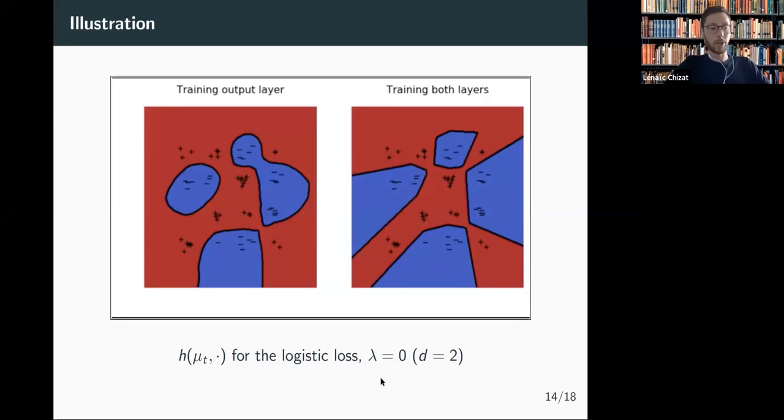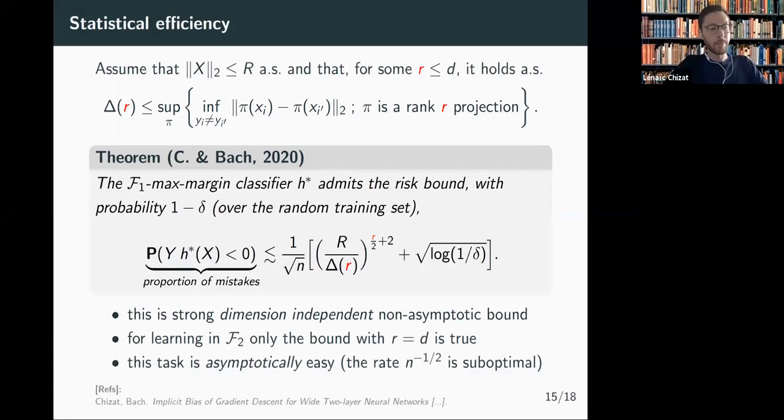All right, so maybe I have time to just talk briefly about the generalization properties of this F1 max margin classifier. So again, we will consider a specific learning setup to provide some generalization bounds. So we consider inputs that are bounded by R, and we assume that there exists some rank r such that the largest interclass distance after a projection of rank r is larger than delta of r.